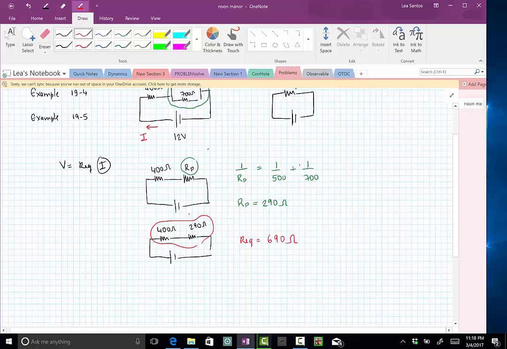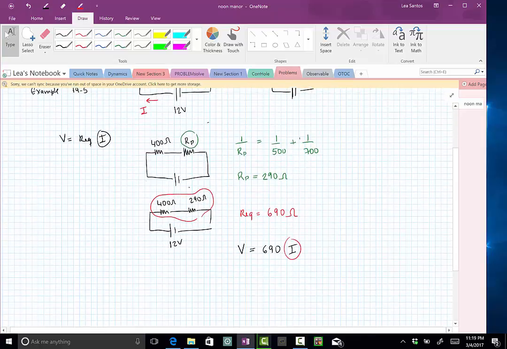All right, so now I'm done because I have the resistance. So I'm going to come back to this equation and find the current. The potential difference is the 12 volts that was given to us. The equivalent resistance is 690 ohms, and now finally I can get the current. If you solve this equation, you will see that the current is approximately 17 milliamps.